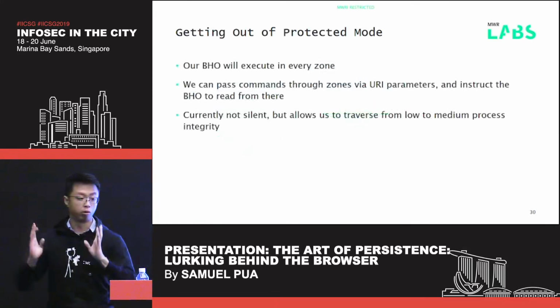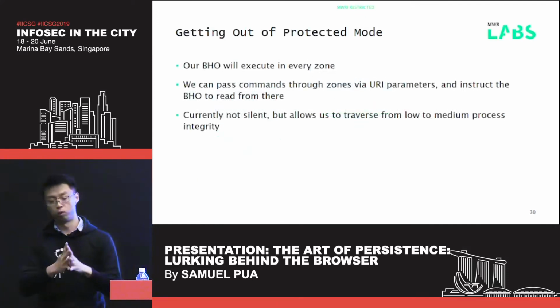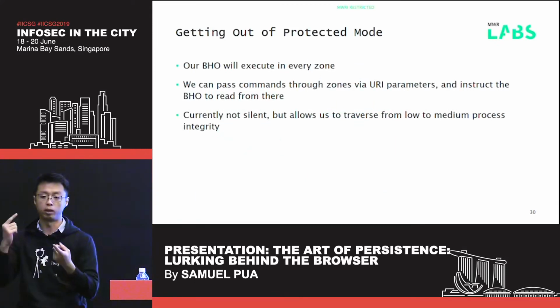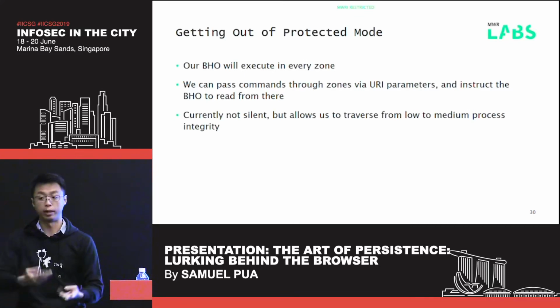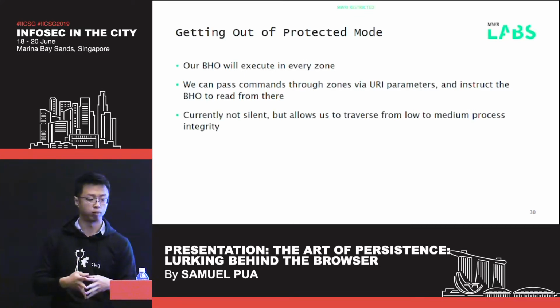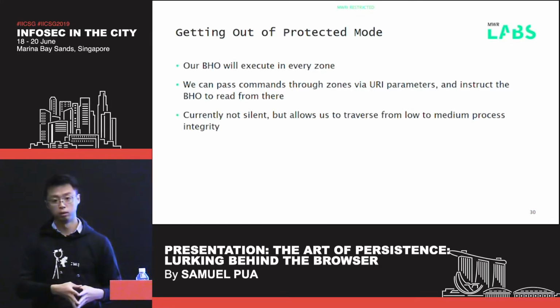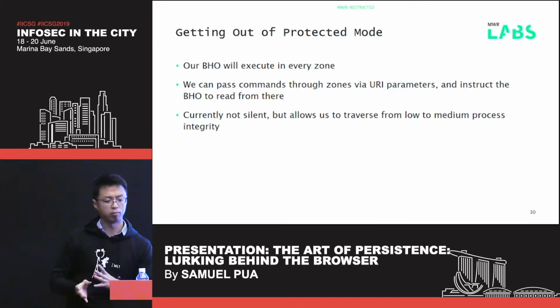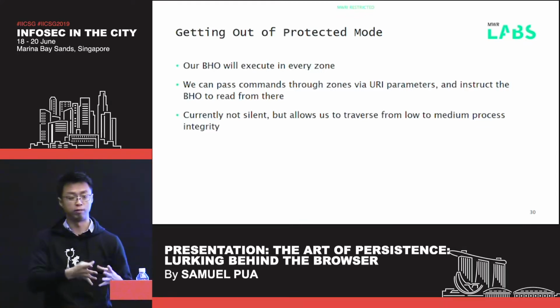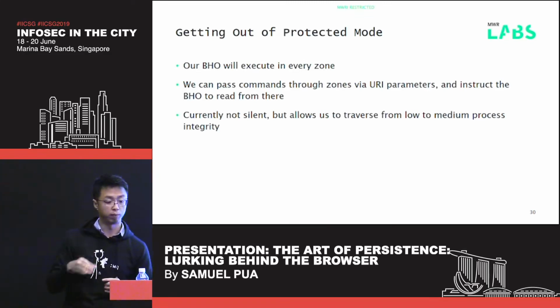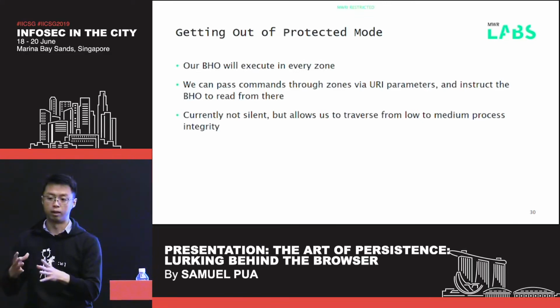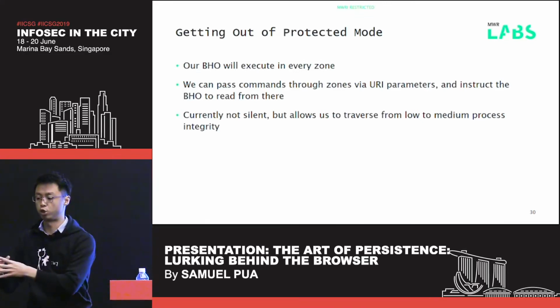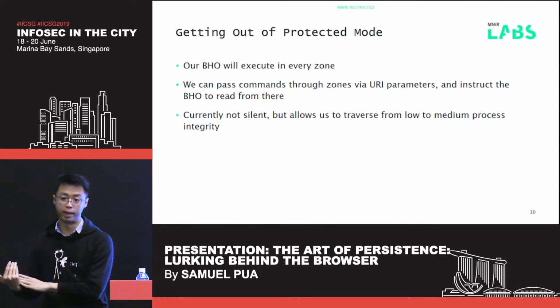So what this means is our BHO will run in all 4 zones that we have shown, because we simply get out of the 4 zones. No matter what the default setting is, no matter what the changed setting is, it doesn't matter, because we are getting out of them, and we will execute at medium level integrity. We are able to pass the commands using URI parameter and instruct the BHO to read the commands from the URI parameter. It's currently not perfect in the sense that it's not 100% silent because we are traversing from the internet zone to a file, but it allows us to traverse to medium process integrity and thereafter load a fully fledged payload, and then we can conduct further attacks from there.